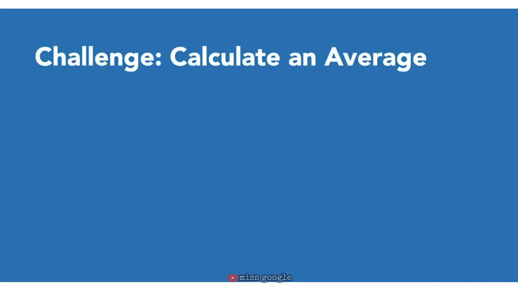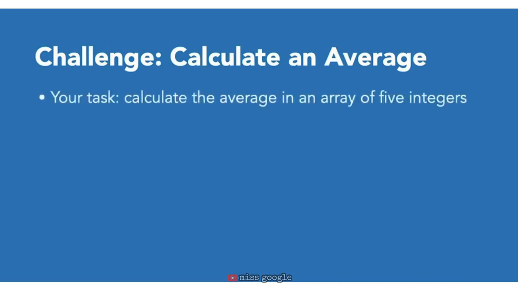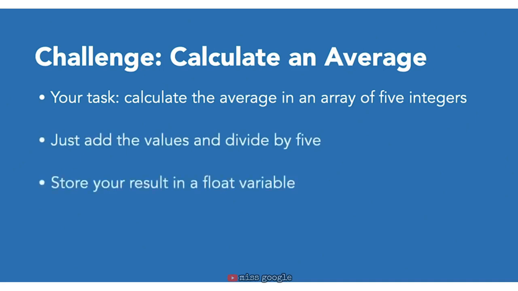It's time for another challenge. This time your task is to perform some numeric operations to finally calculate the average in an array of 5 integers. Just add the values and divide by 5. You'll have to store your result in a float variable, so be careful with that division. To test your calculations, try using a combination of numbers where the average is not an integer. Finally, print that floating point average on the screen.